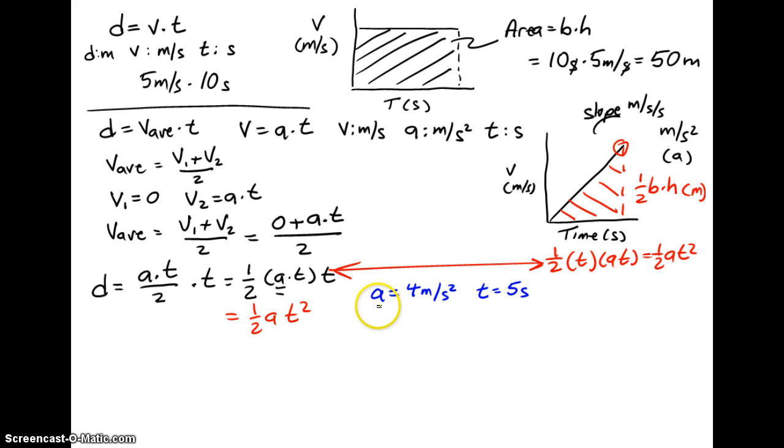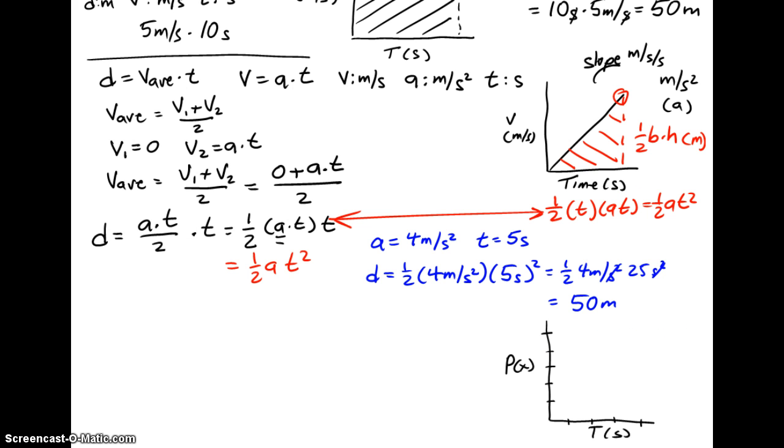So I've given a value here of acceleration as 4 meters per second squared, time of 5 seconds. Let's see if we can figure out our distance. Notice we don't have a velocity in here, so this is becoming a powerful equation for us. Our distance is equal to 1/2 our acceleration, 4 meters per second squared, times our time, 5 seconds, squared. So I get 1/2 times 4 meters per second squared times 25 seconds squared. I get a value of 50 meters.